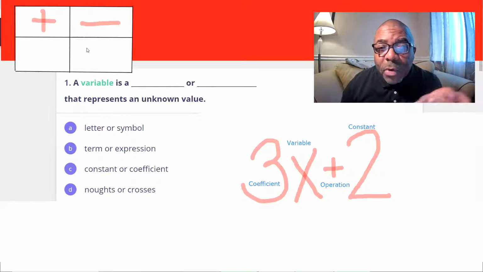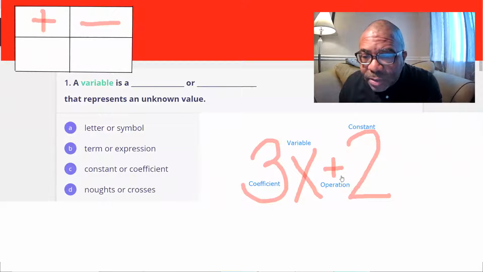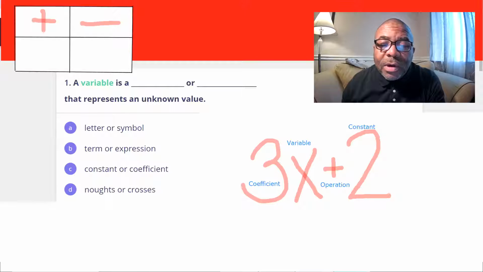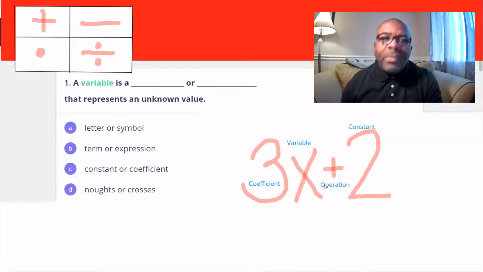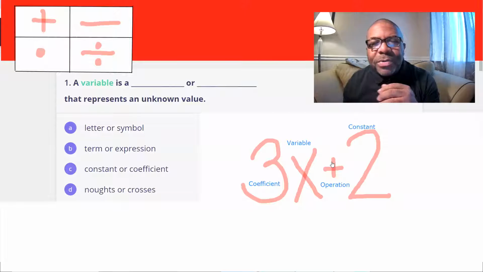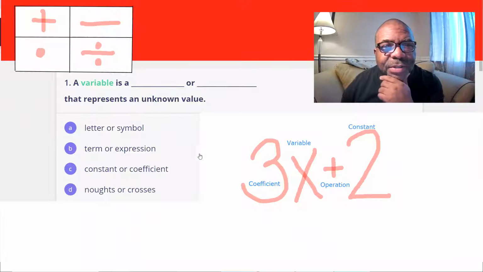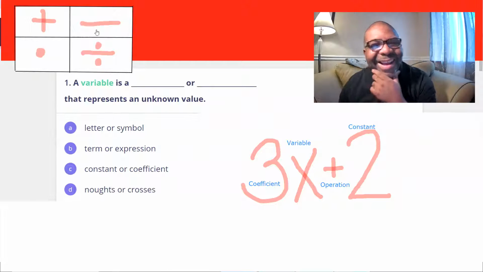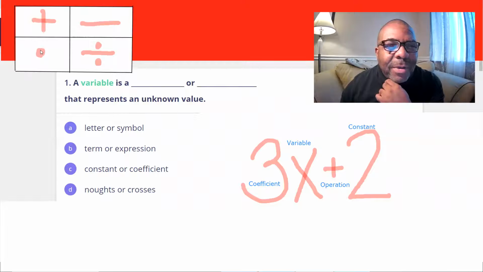So there are 4 operations that we're going to go over, right? Like if you look at this 3x plus 2, plus or addition is the operation. So those are the first 2 operations that I want to go over, but there are 2 more. The other 2 are multiplication and division. So these are the 4 operations, the 4 horsemen, 4 horse people: addition, subtraction, multiplication, and division. Those represent our 4 operations.